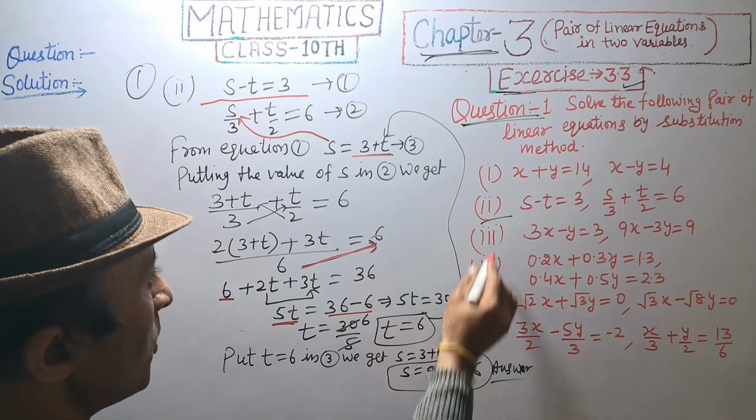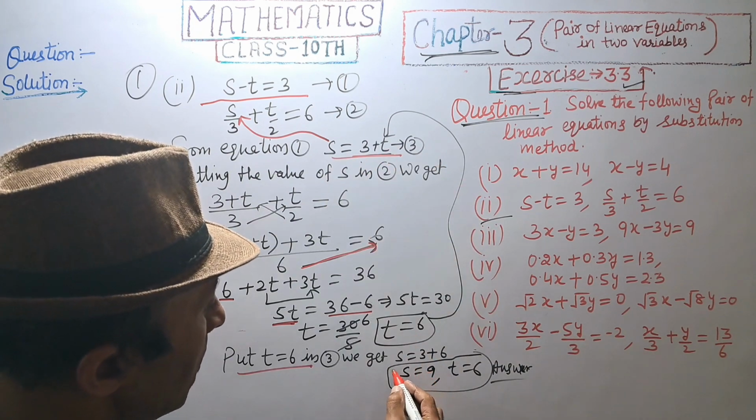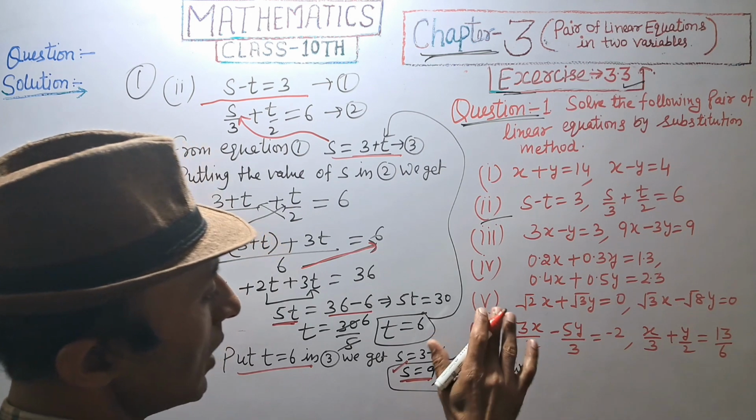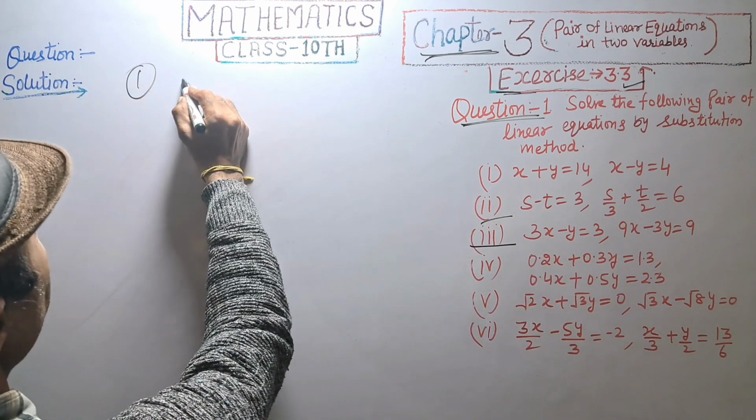And putting the value of t in equation number 3, s is equal to 3 plus 6, that is 9, we get the value of s equal to 9 and t is equal to 6. Answer. Question number 1, 3rd part.